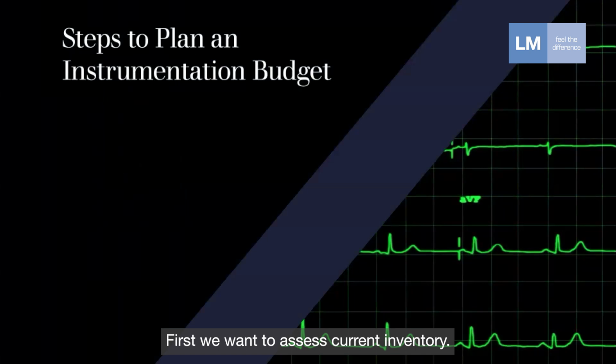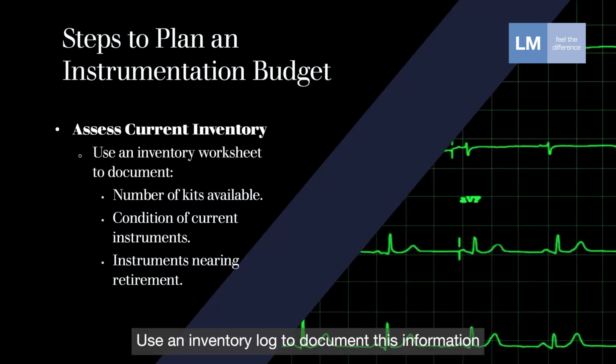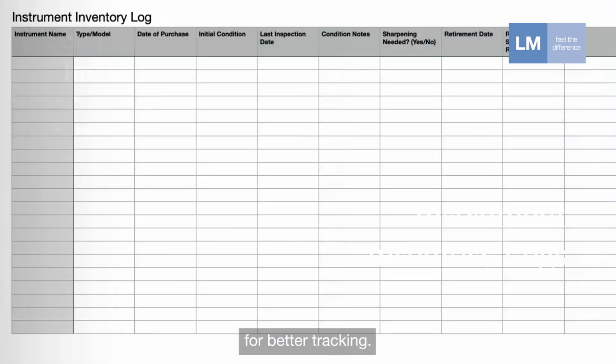First, we want to assess current inventory. Begin by taking stock of your existing instruments. Identify the number of kits available, their condition, and which instruments are nearing the end of their lifespan. Use an inventory log to document this information for better tracking. You can use something like this, or depending on the size of your practice or facility, you may want to consider LM's tracking system, which is a specialized software.